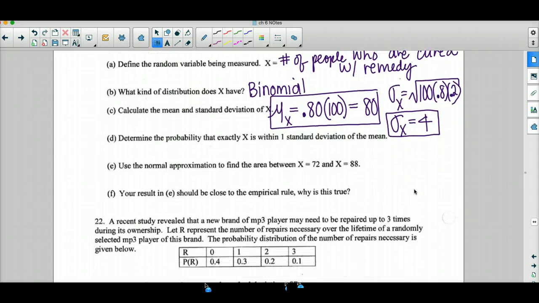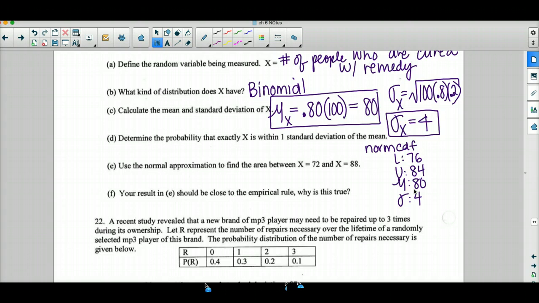Determine the probability that it is within 1 standard deviation of the mean. So you know that's norm CDF. Your lower would be 76 because that's 80 minus a standard deviation. Your upper would be 84 because that's 80 plus a standard deviation. Your mu is 80 and your sigma is 4. Yes, ma'am. No, because a binomial approximation like this can be approximated with a normal. That's just kind of a given fact. Okay.